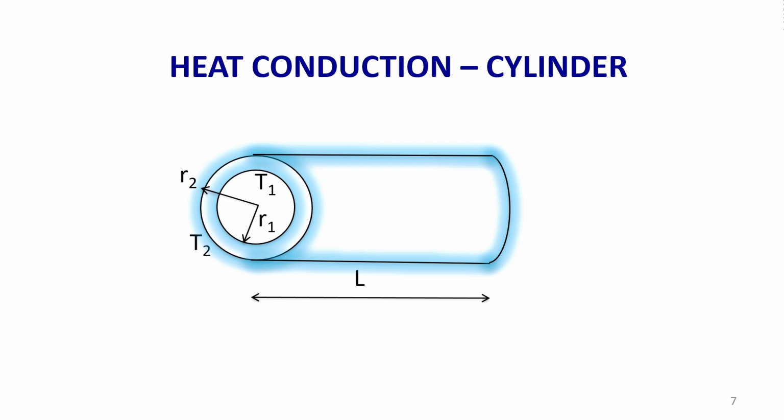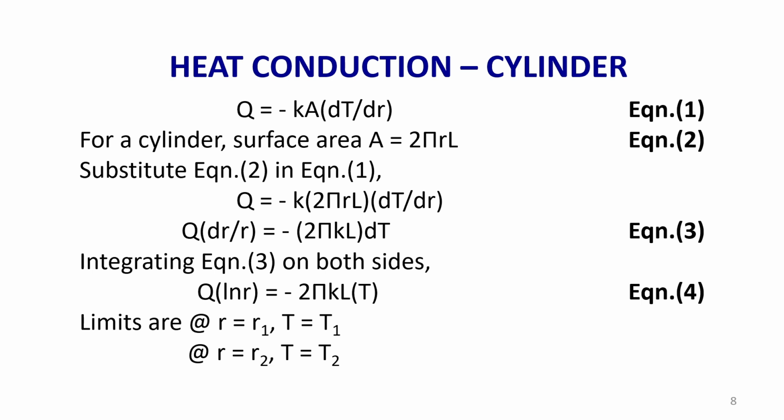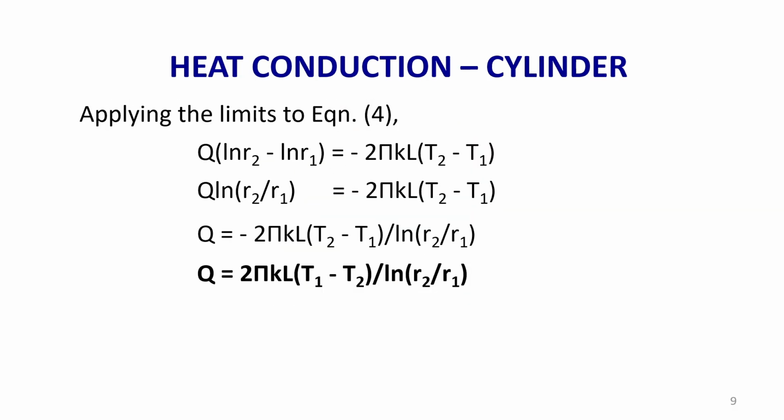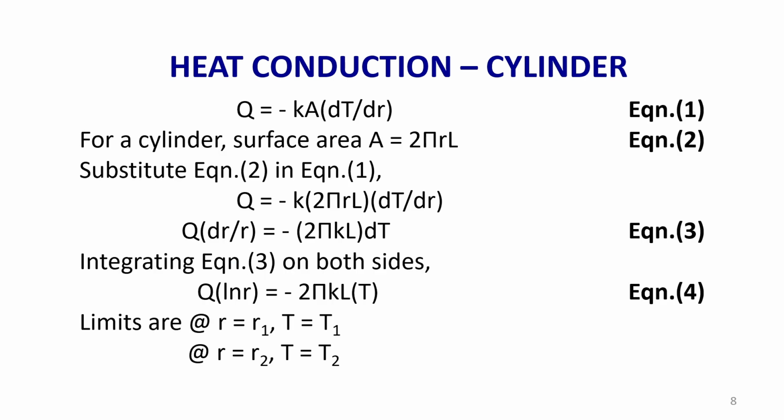So, now let us apply this Fourier law of heat conduction for a cylinder. This is a cylinder whose inner radius is R1 and the outer radius is R2. At the inner radius R1, the temperature is T1, and at the outer radius R2, the temperature is T2. The length of the cylinder is L. Okay. So, we are going to derive the heat conduction Q. It is a simple derivation.